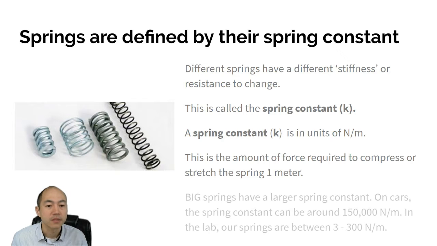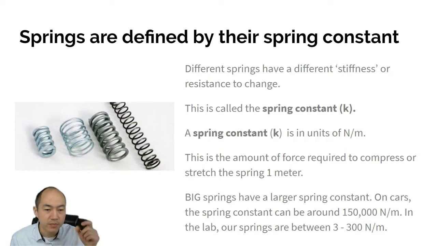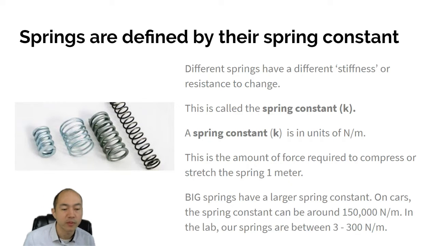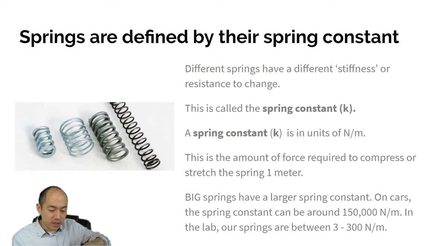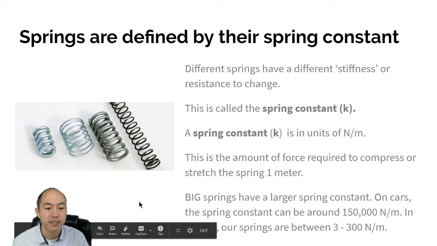So if you have really weak springs, some light ones that we have in the classroom, those usually have spring constants of anywhere between 3 to a few hundred newtons per meter. The shocks in your car are generally measured upwards of 150,000 newtons per meter. And you can imagine that your car springs don't stretch a full meter. They move maybe up and down a few inches, and it requires quite a bit of force to compress that all the way down. And so that's just an example of how we define springs.